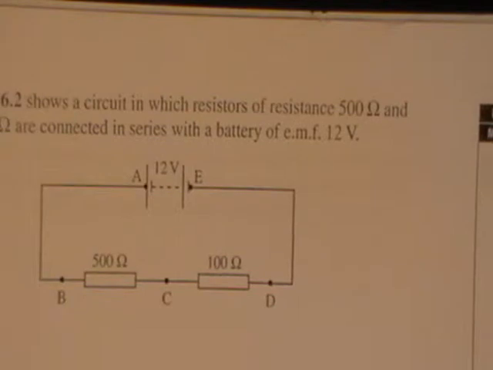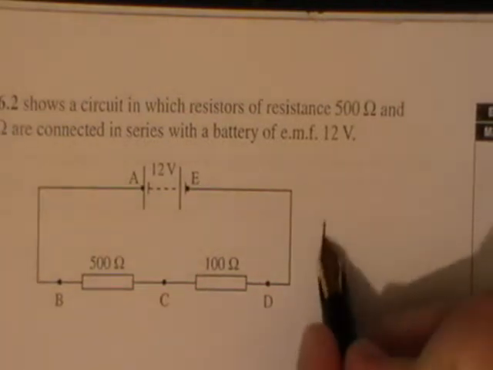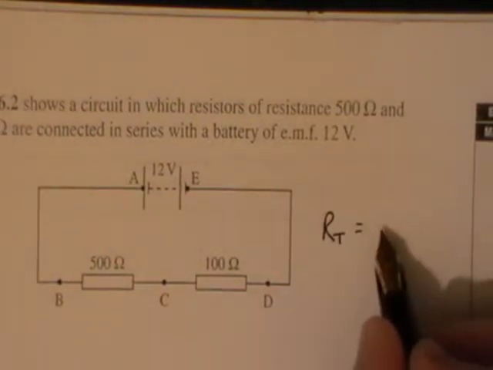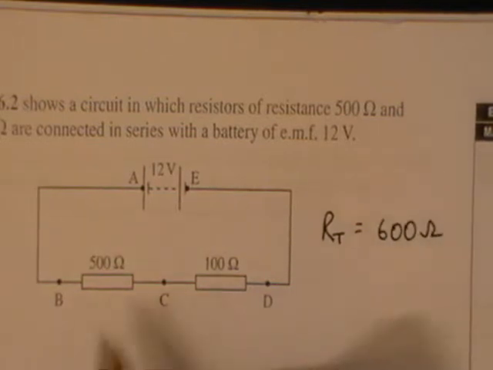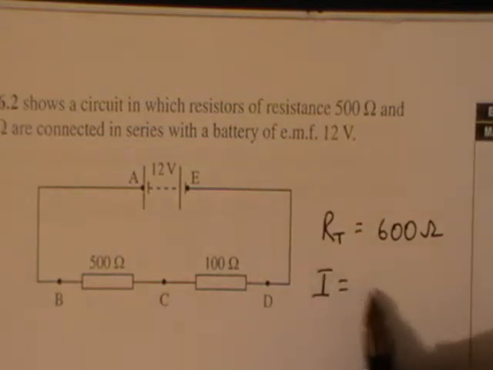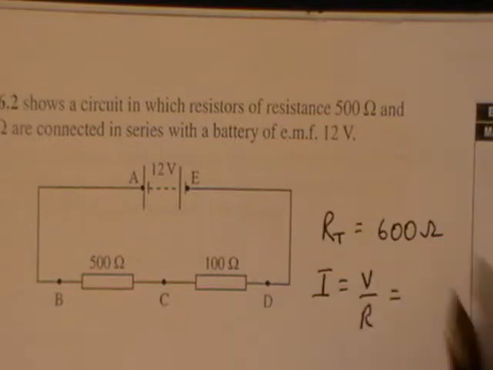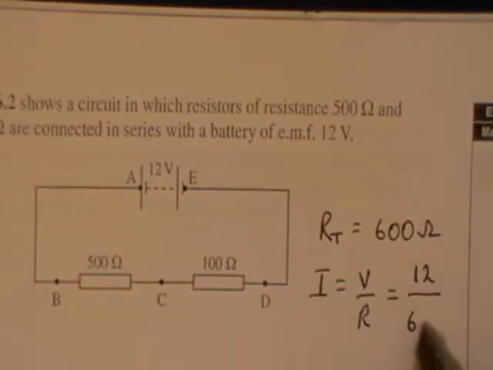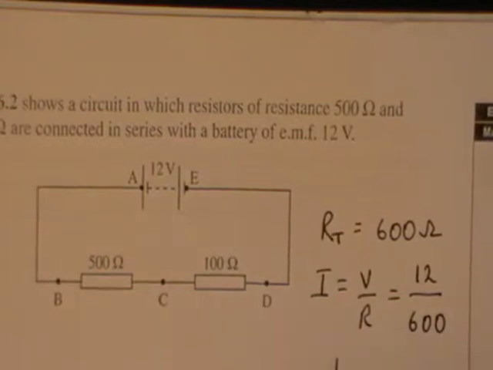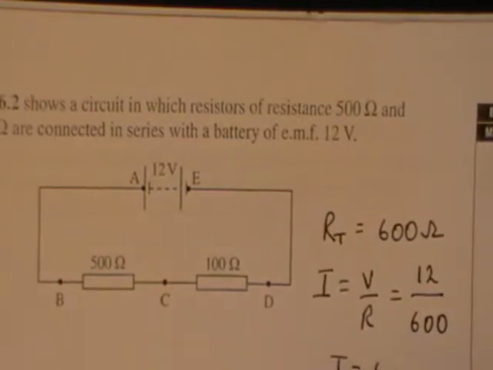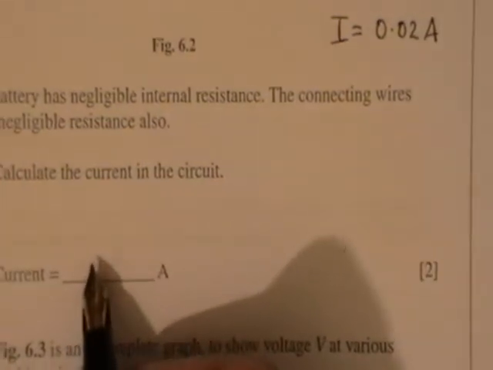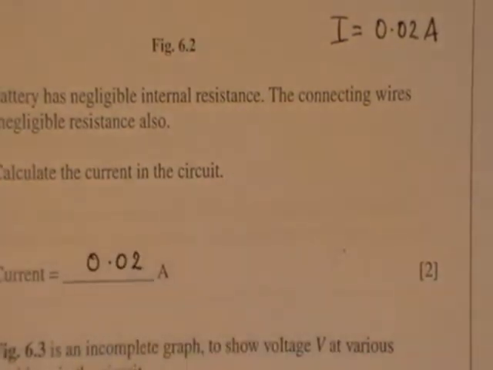So if we come back up to the diagram, what we know is that the total resistance is equal to 600 ohms, because we have 500 and 100 in series, so we simply add those. We then have I equal to V divided by R, so that's 12 divided by 600, which means that I is equal to 0.02 amps. Therefore the current there is 0.02 amps.